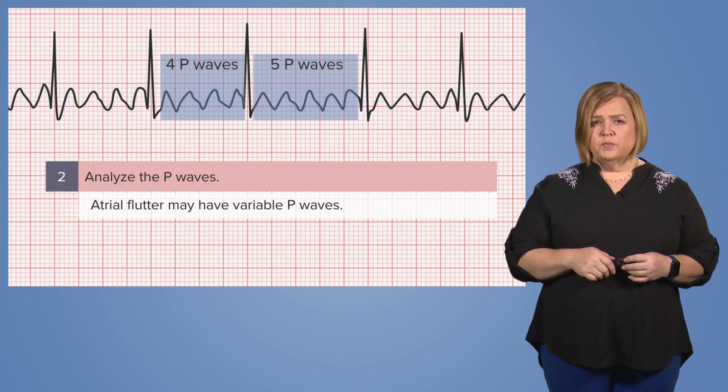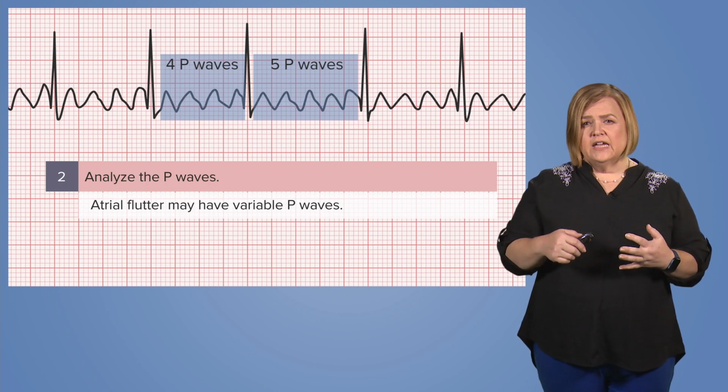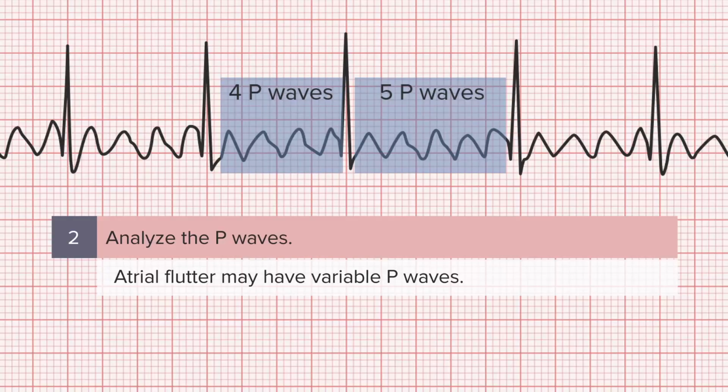So when we're looking at those P waves, atrial flutter is going to have this variable AV conduction. How do I know that? Well, sometimes I'm going to see 3 waves in between and then 4. I'm going to see a difference in the distance between the QRS complexes.